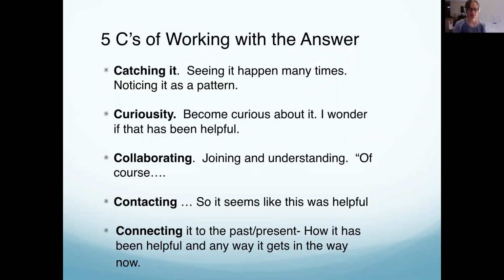And then connecting. So the last one is, we are connecting, helping them to connect the past to the present, how the past is manifesting right now. How has it been helpful? And any way it gets in the way now. So if we had more time with that experience that we did this morning, I would have said, let's notice that area that's stuck energy in your body, or that tension. And after we notice those words, is there any way that's trying to help, or it's been helpful in the past?